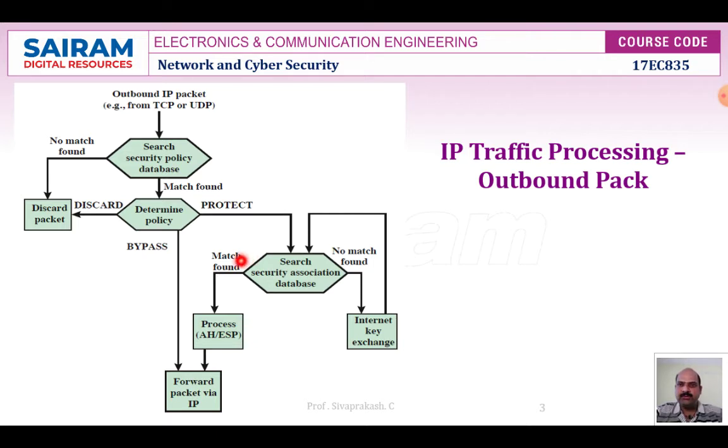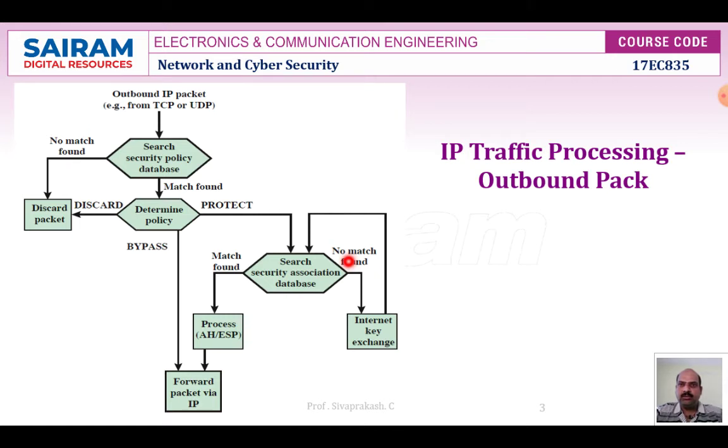If the entry is found, then the security association database processes this packet: either encryption or authentication or even both can be performed, and either transport or tunnel mode is used. Through that, the packet is then forwarded to the network for transmission as an IP packet. If the match is not found over there, what happens?